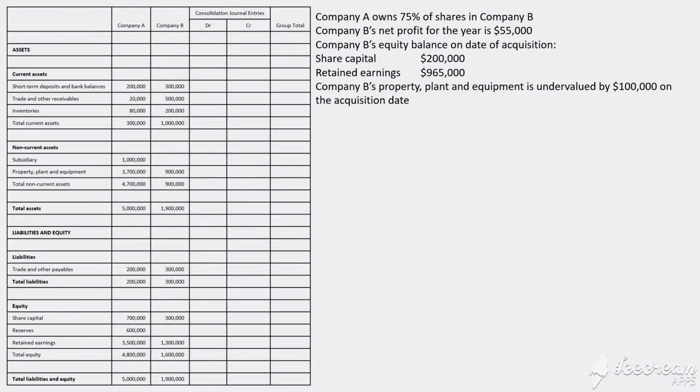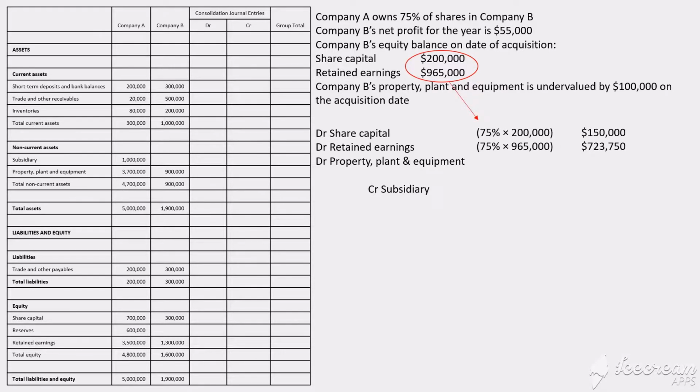To eliminate the subsidiary account, the consolidation journal entry is debit share capital, debit retained earnings, debit property, plant and equipment to increase the value of the property, plant and equipment to its fair value, debit or credit goodwill, and credit subsidiary. The amount to debit for share capital and retained earnings is 75% of the balance at acquisition date. The amount to debit for property, plant and equipment is 75% of the undervalued amount. We will always credit subsidiary by the amount presented in the holding company's balance sheet and insert a goodwill figure to force the total debits to equal the total credits.